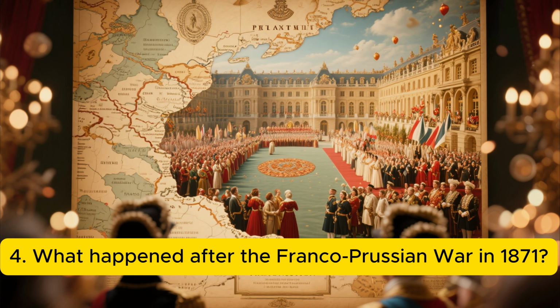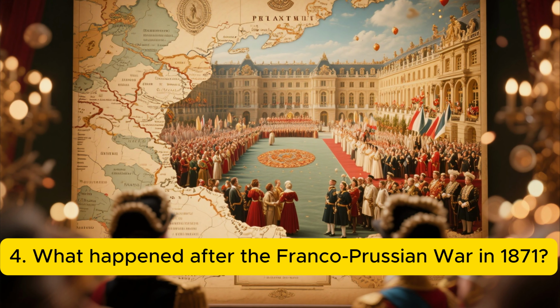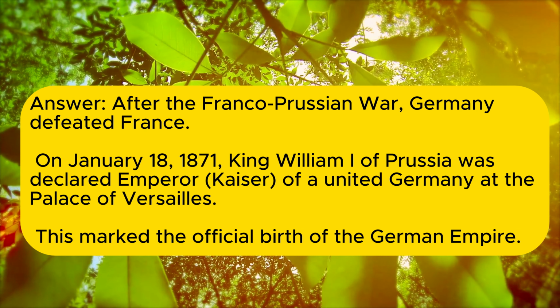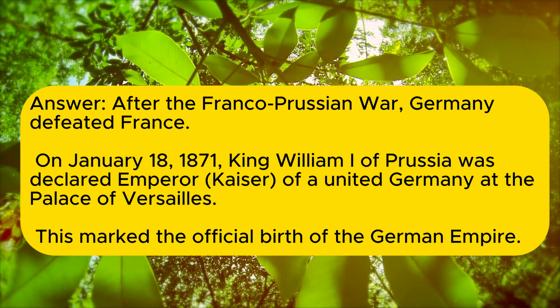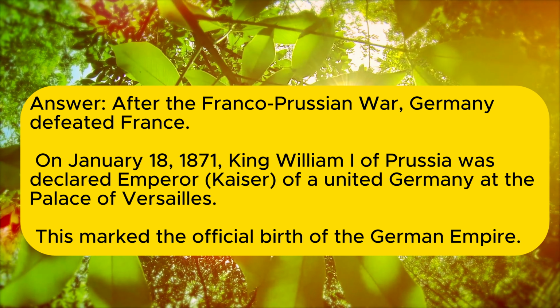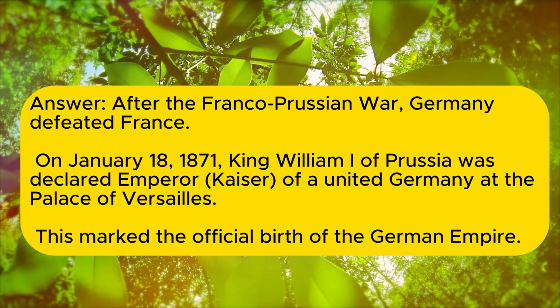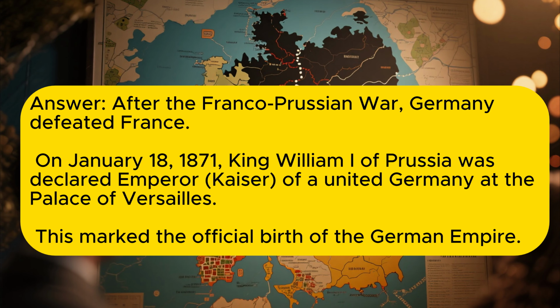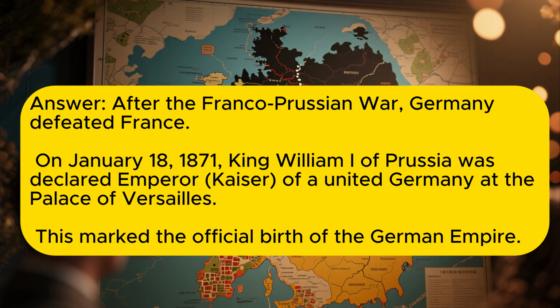4. What happened after the Franco-Prussian War in 1871? Answer. After the Franco-Prussian War, Germany defeated France. On January 18, 1871, King William I of Prussia was declared Emperor, Kaiser, of a united Germany at the Palace of Versailles. This marked the official birth of the German Empire.